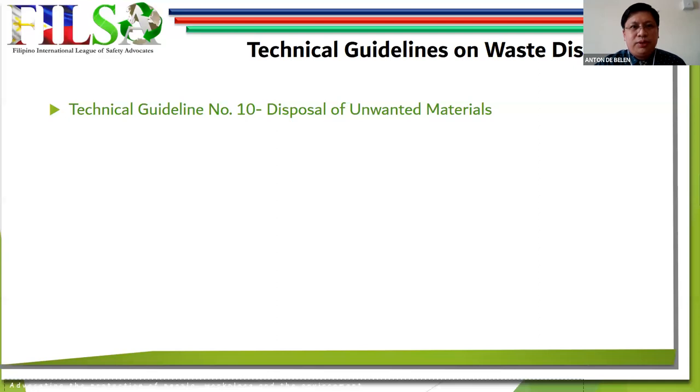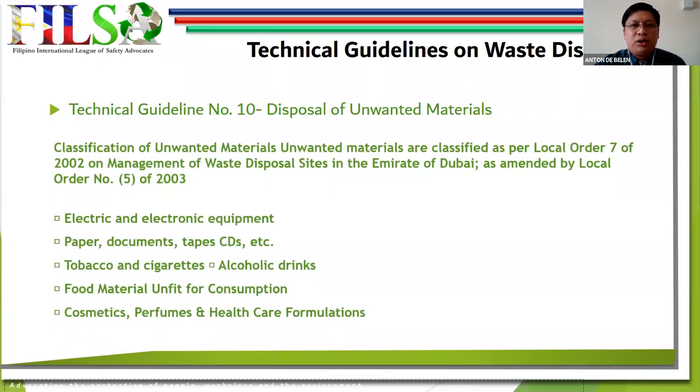Then the next slide pertains to the technical guideline on unwanted materials. As per Local Order 7 of 2002, this is the list of classifications for each waste to be disposed of in our landfill in Al Qusais. We have electric and electronic waste, paper, plastics, tobacco, alcoholic drinks, food material fit for consumption, cosmetics, perfume, and other healthcare formulations. These types of material are subject to a certain fee. You can see that these are available in this specific technical guideline regarding the fees. These are readily available on the DM website under the information bulletin and circulars.